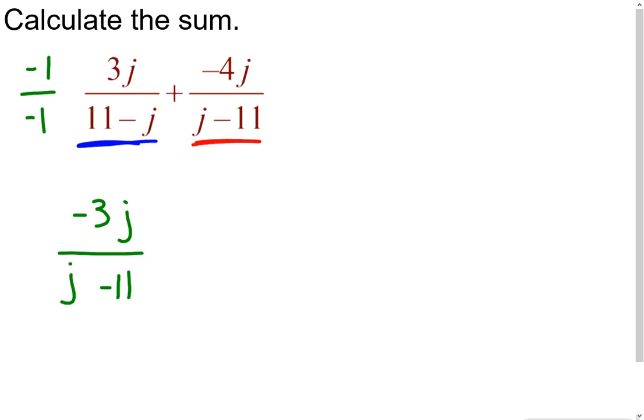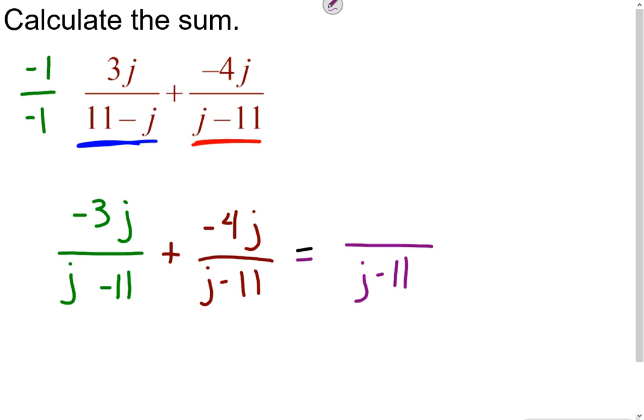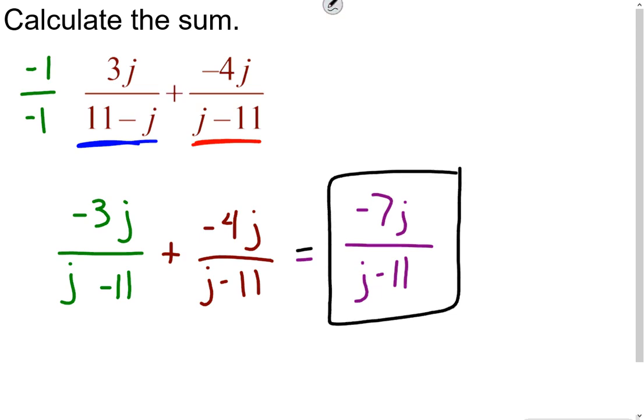So then I still have to add on that original plus the negative 4j over the j minus 11. I have that common denominator now. So my answer is going to have a denominator of j minus 11. For my numerator, I just add: negative 3j plus negative 4j would put us at negative 7j. I noticed I can't factor the denominator. The numerator, there's nothing really to factor there. So my final answer is negative 7j over j minus 11.